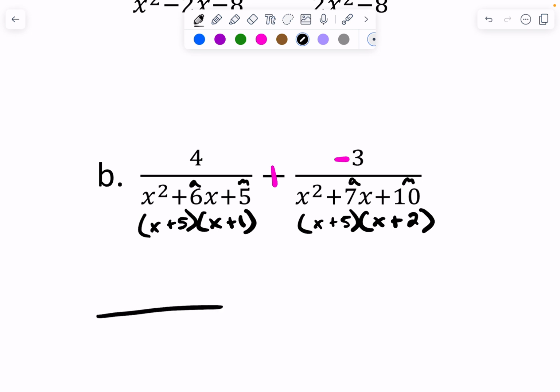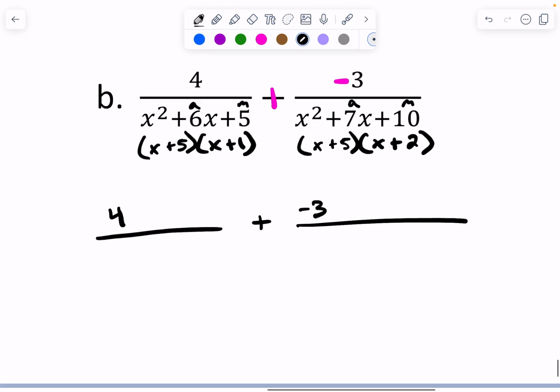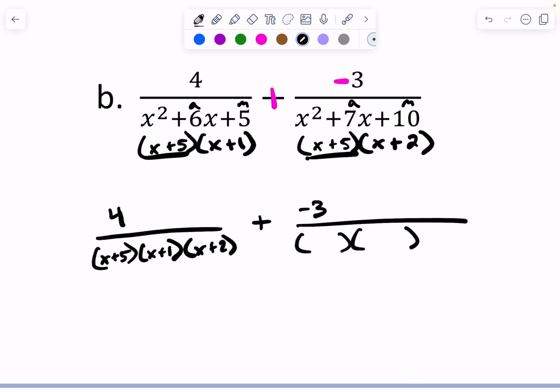Okay, so I need my common denominator plus this one. I've got 4. I've got negative 3. Those are just chilling. And my common denominator needs an x plus 5. It needs to have an x plus 1. It needs an x plus 5, but I already have one, right? And it needs an x plus 2. Okay, so I write those 3 pieces, and I'm just going to be lazy. Those are all the same, right? Maybe I should write them out. Whatever. All right.